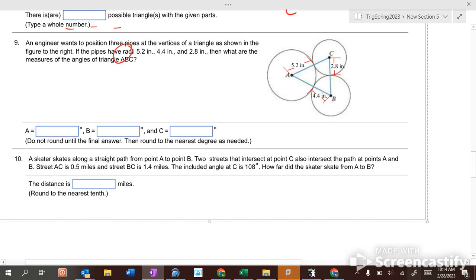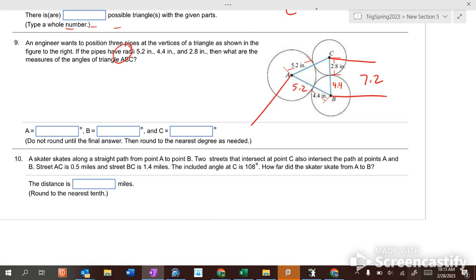And then when you get down to these, if this is 2.8 and this is 4.4, that means this is 4.4 because all circles have the same radius. So that makes this side 7.2. If this is 4.4 and this is 5.2, that makes this 5.2. So this side here is 9.6. If this is 2.8, this is 2.8, which makes this side 8.0. Once you have 3 sides, then you can start figuring out the angles. Okay, but that's the first step of that one.